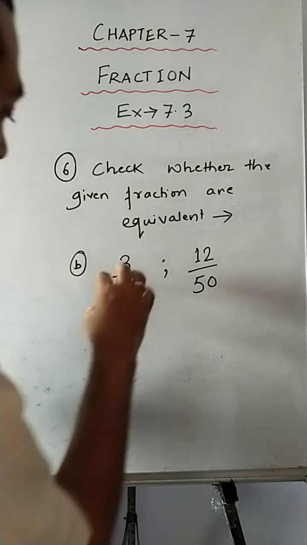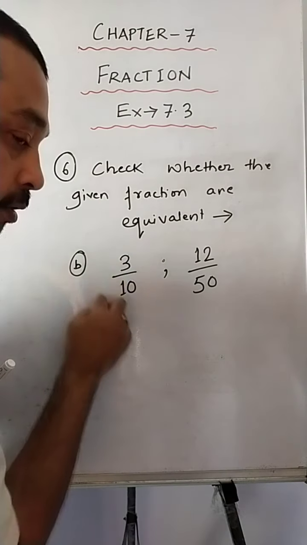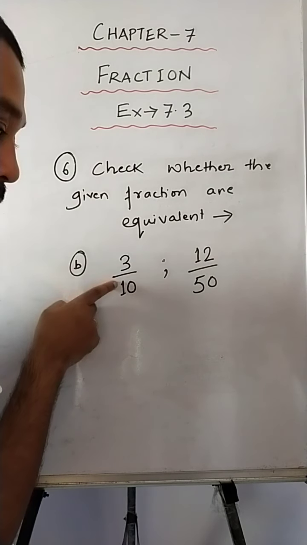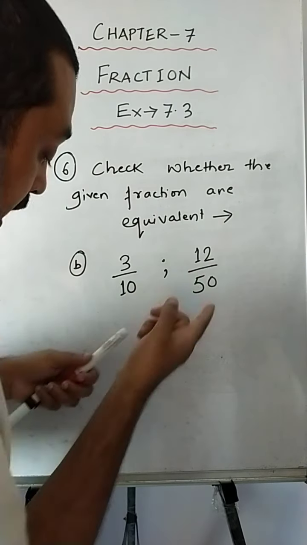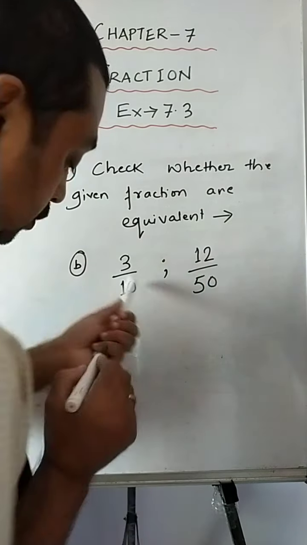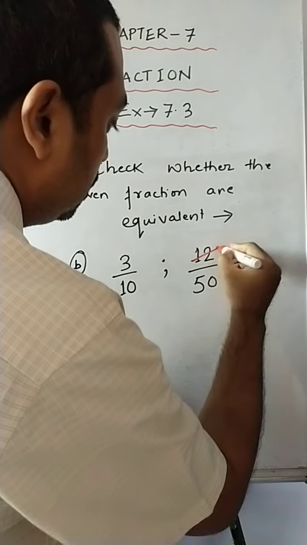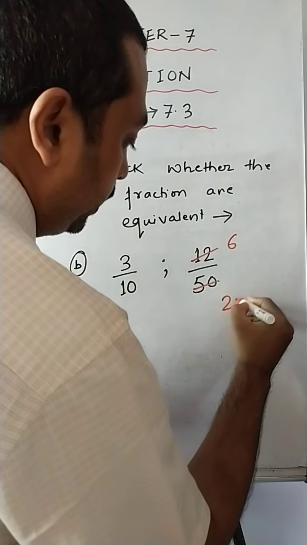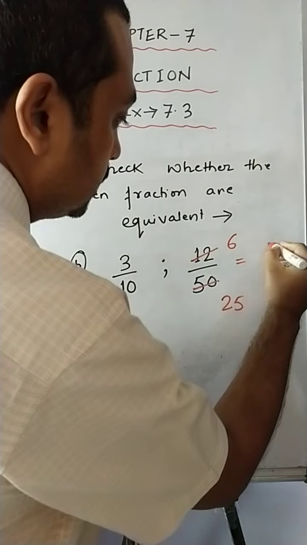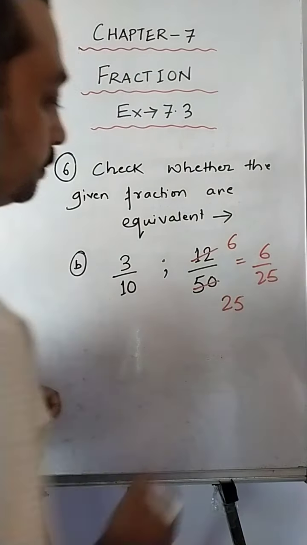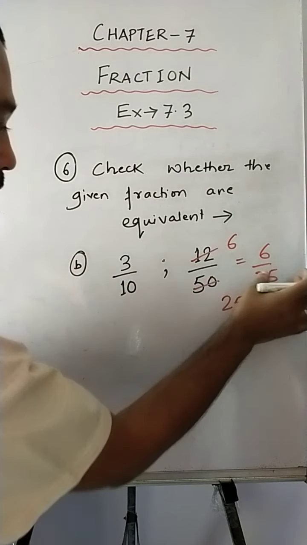Now, two fractions are given, 3 by 10. We cannot reduce this because they have only 1 as a common factor. Now, definitely we can reduce this one. These two numbers can be reduced by 2. Let us reduce with 2. 2 6s are 12, 2 25s are 50. Now, no more we can reduce. So this is the only answer, students. 6 by 25. So, see, these two fractions are not matching.